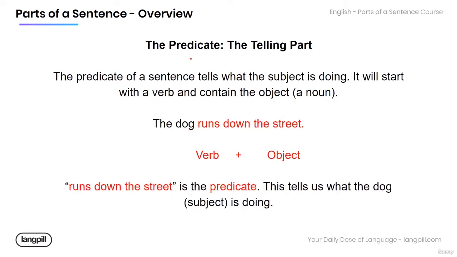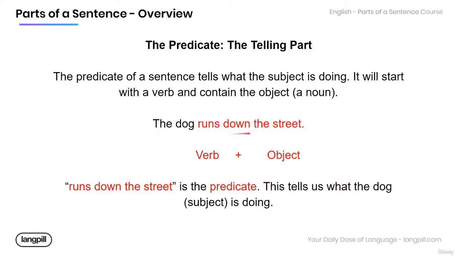Then we have the second part, which we call the predicate. Okay, the predicate is the telling part. So the predicate of the sentence tells what the subject is doing. And it will normally start with a verb and contain the object, which is also a noun.